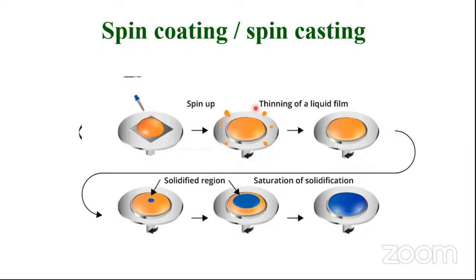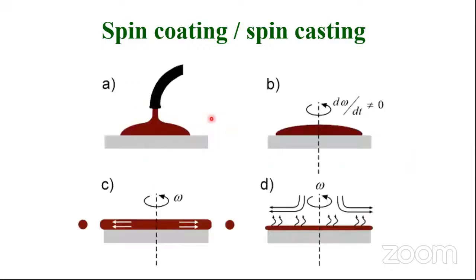As we increase the speed, a huge centrifugal force is generated, and along with it there is another force, surface tension. Under the combined effect of the surface tension force and the centrifugal force, the liquid spreads over the substrate. On hitting the surface, the solvents are removed, so only the seed nanoparticles remain on the substrate.